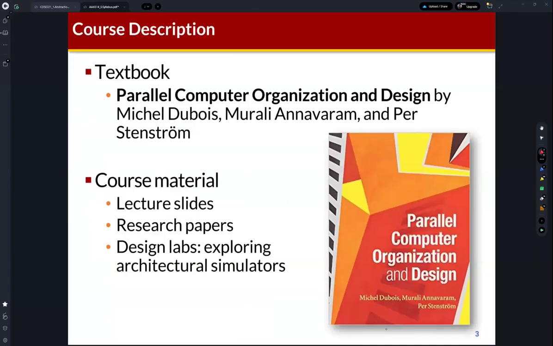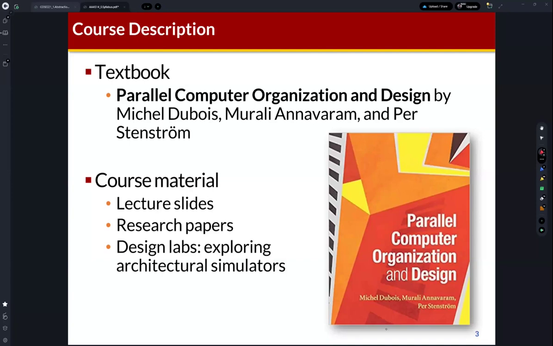Textbook. So I will mainly use this textbook. It's Parallel Computer Organization and Design, written by Michel Dubois, Murali Annavaram, and Per Stenström. Okay. And for this course, I will use slides, and I will also provide a list of research papers.